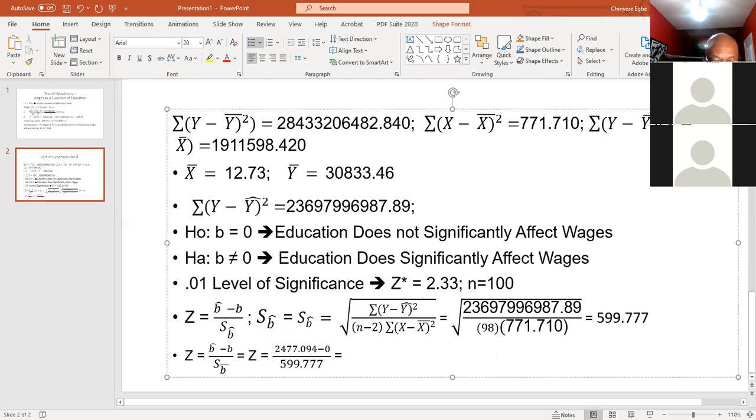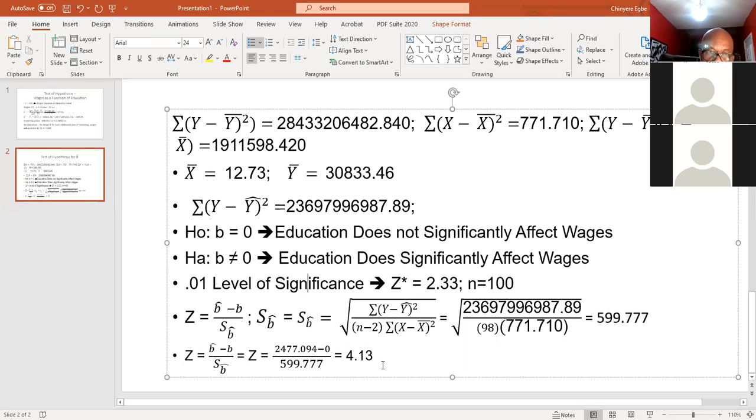2477.094 over 599.777. It's 4.13. So that is Z. That is the calculated Z. So now you have to compare this calculated Z to Z star. Okay. So we go to the decision rule.